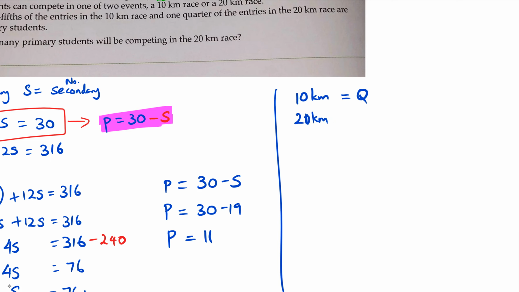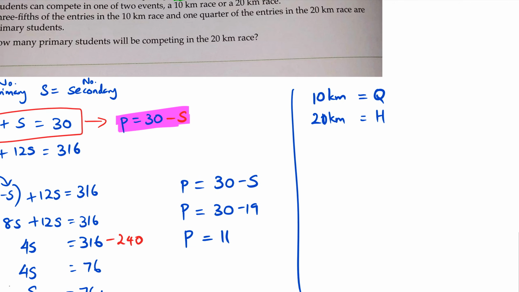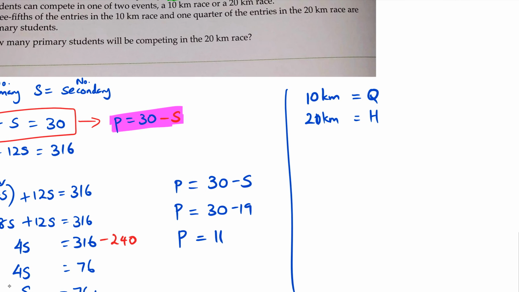20K is almost close to a half marathon, so I'm going to go with an H. I can't even use T's, because 10 and 20 start with the same letters, so it's just an annoying question. Anyway, we've got 3/5 of the 10K race and 1/4 of the 20K race are primary students. So we're going to write that down.